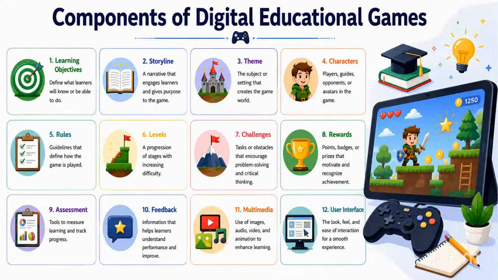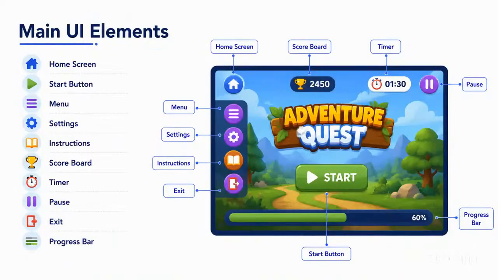My question: generally in the game, it should have the basic user interface. Here you could see the options. It should have a home screen, a scoreboard and then a timer. It should have a pause button and then a progress bar. More important, it should have a start button and then a menu, settings, instructions, and exit. So these are all the UI. UI means the user interface, meaning what the player is seeing. These are all the main elements that should be in the game. So this is all about that.